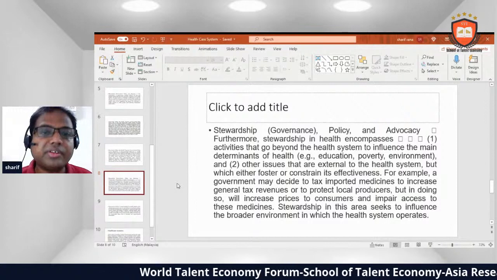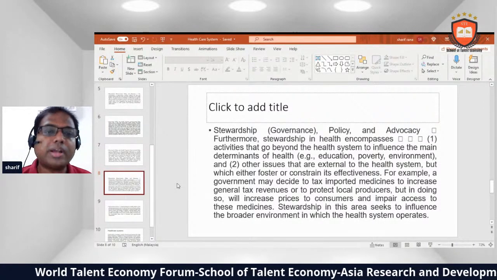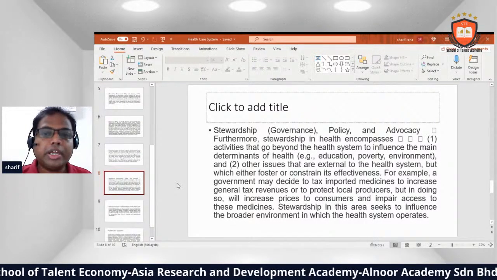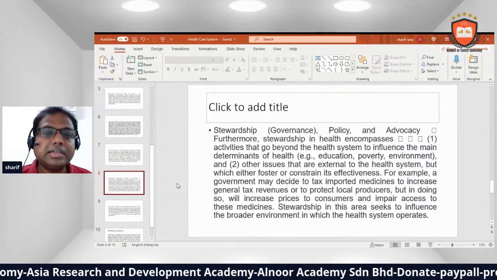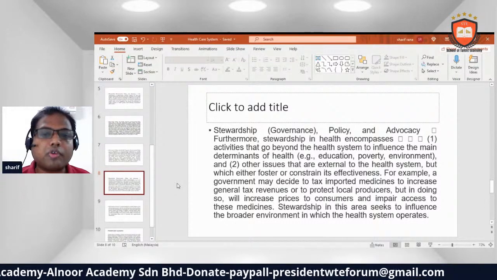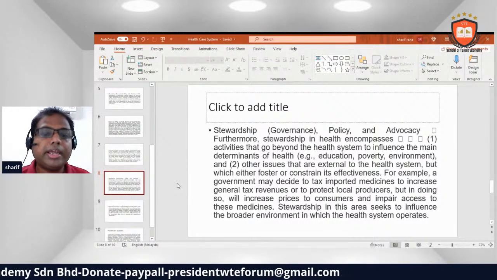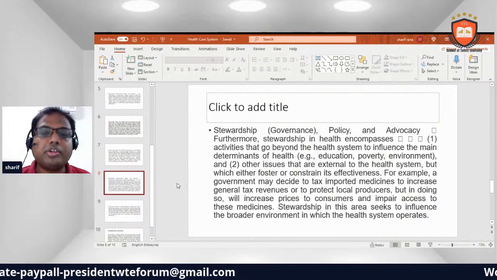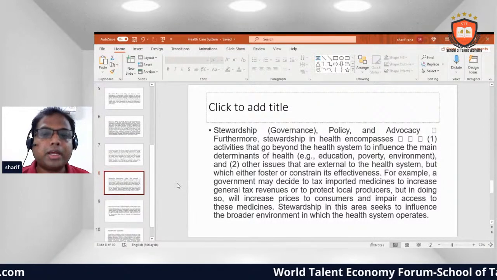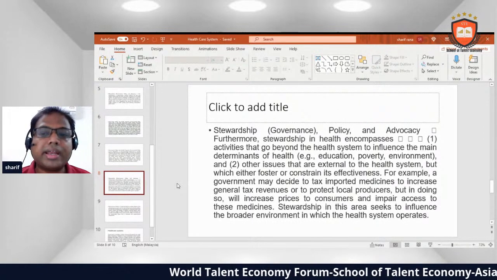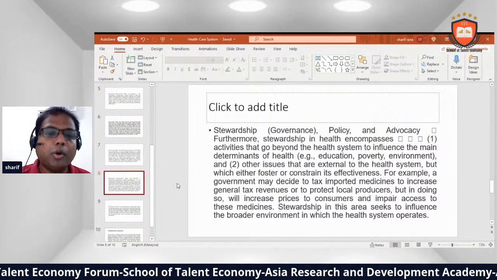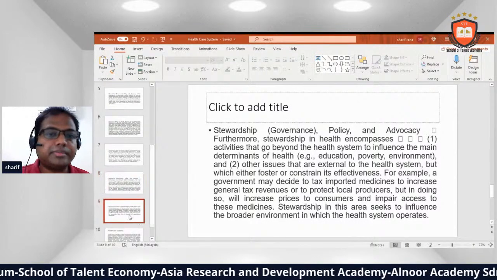Stewardship, policy, and advocacy. Furthermore, stewardship in the health sector includes activities that go beyond the health system to influence the main determinants of health, such as education, poverty, environment, and other issues that are external to the health system but which either foster or constrain its effectiveness. For example, a government may decide to tax imported medicine to increase general tax revenue or to protect local products, but in doing so will increase prices to consumers and impair access to this medicine. Stewardship in this area seeks to influence the broader environment in which the health system operates.